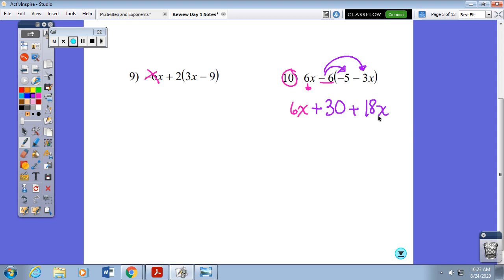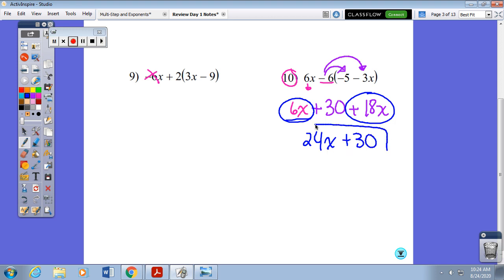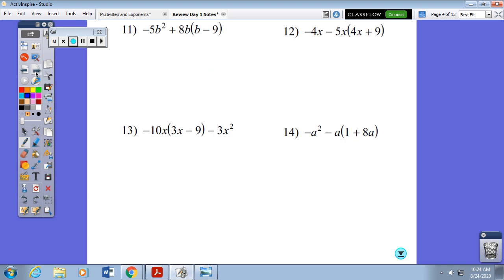Now I'm not done because I still can combine like terms. So I'm going to combine these two guys here. The 30 is on its own. So 18 plus 6 is 24x plus 30. The 30 just comes down. He doesn't have anybody to combine with. Right. We're going to go ahead and skip these.